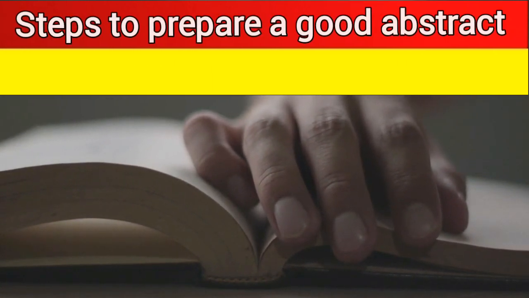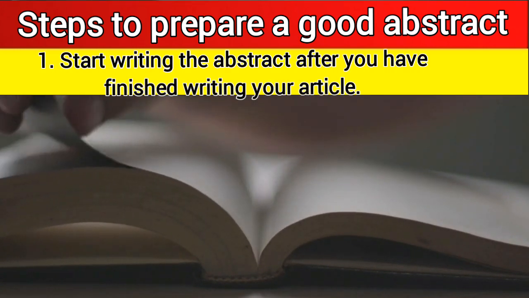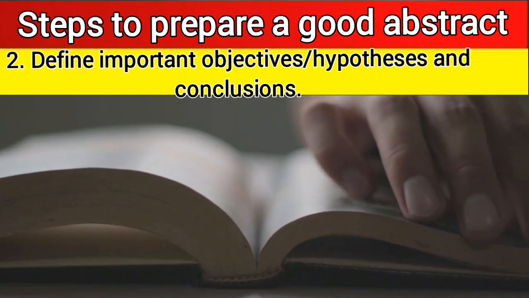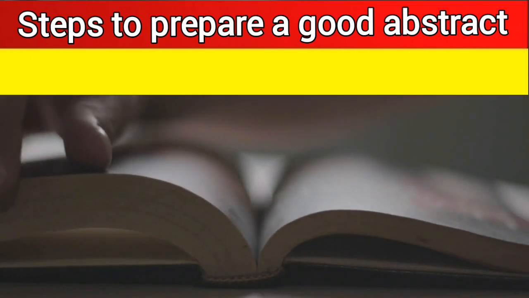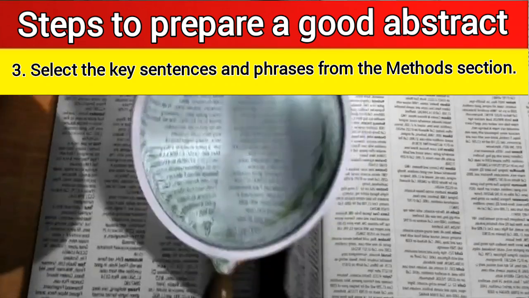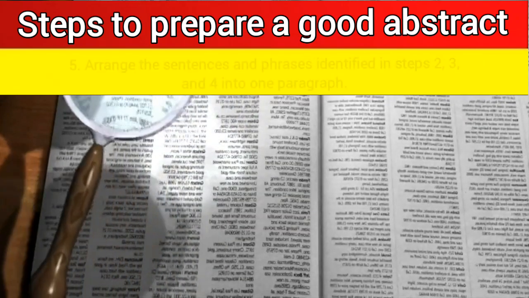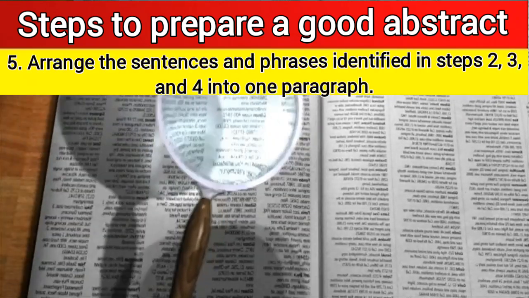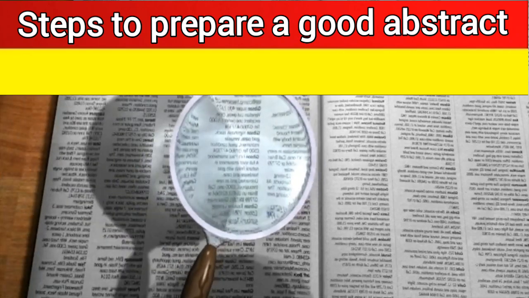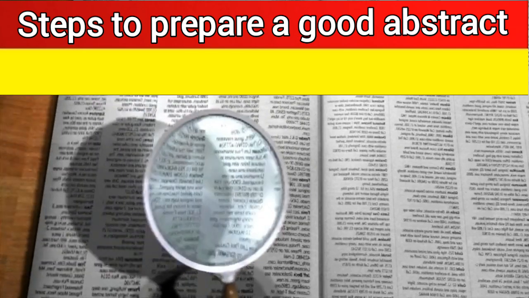Steps to prepare a good abstract. 1. Start writing the abstract after you have finished writing your article. 2. Define important objectives, hypotheses and conclusions from the introduction and conclusion sections. 3. Select the key sentences and phrases from the methods section. 4. Select the results from the results section. 5. Now, arrange the sentences and phrases identified in steps 2, 3, and 4 into one paragraph in the following sequence: introduction, methods, results, and conclusions.